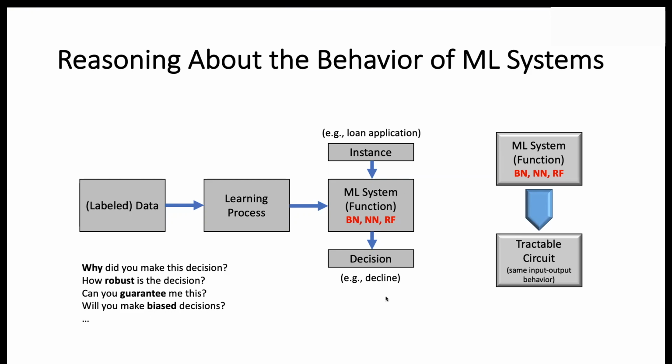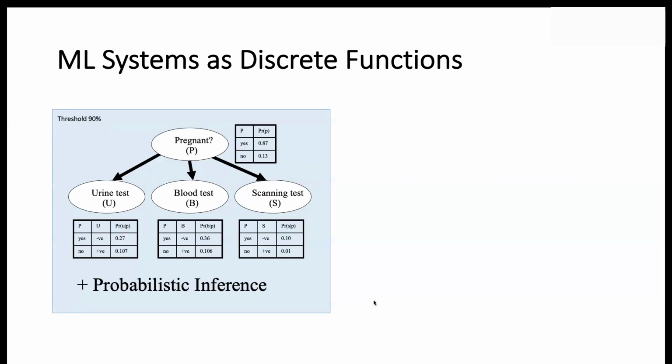So let me give you a concrete example so that you see this a little more vividly. This is an example of a machine learning classifier. It's one of the simplest you can encounter. It's known as a naive Bayes classifier, a special case of what people call Bayesian network classifiers. What you have here are what we call features: urine test, blood test, scanning test, and what we call the class variable, pregnancy. The idea is I give you a patient, I tell you what happened to their test results, and I want you to classify them as pregnant or not.